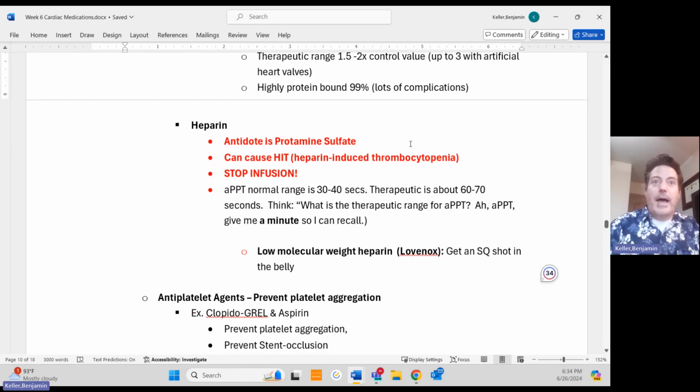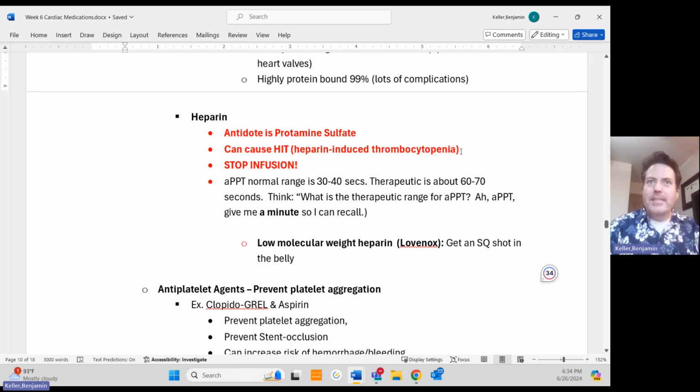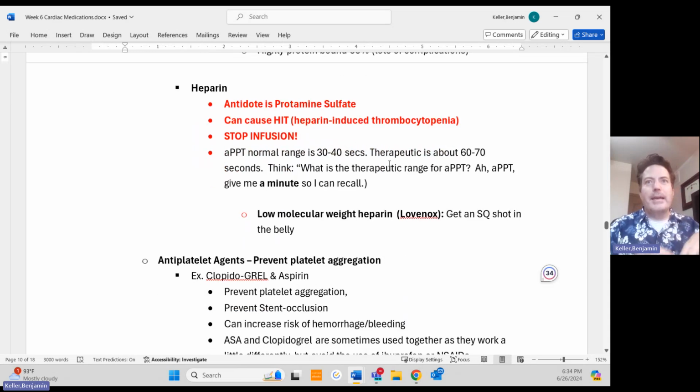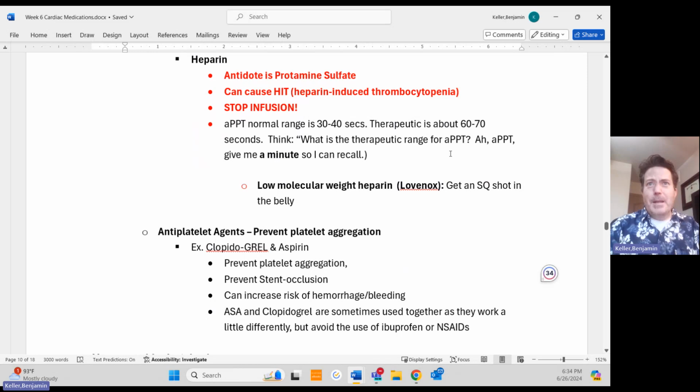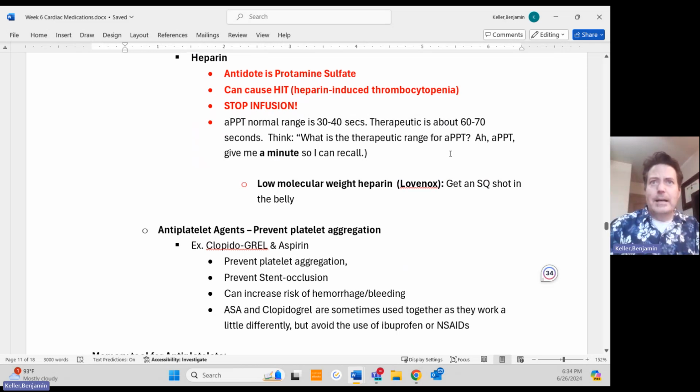So another one is heparin. Its antidote is protamine sulfate. The thing you need to worry about with heparin is HIT, which is heparin-induced thrombocytopenia. You'll learn about this in med-surg, so you don't need to worry about that too much here. But heparin-induced thrombocytopenia can happen, which basically means that they're starting to clot again. It's just not a good thing.